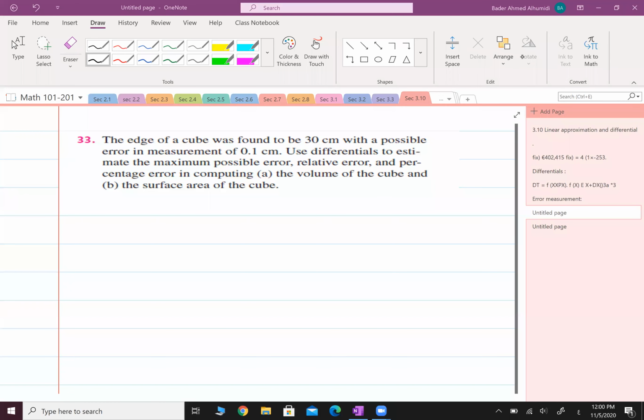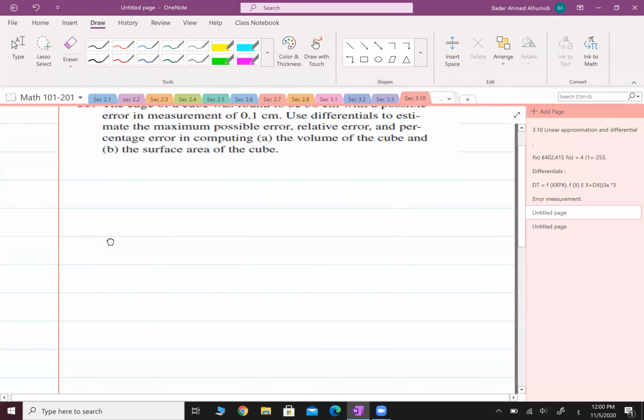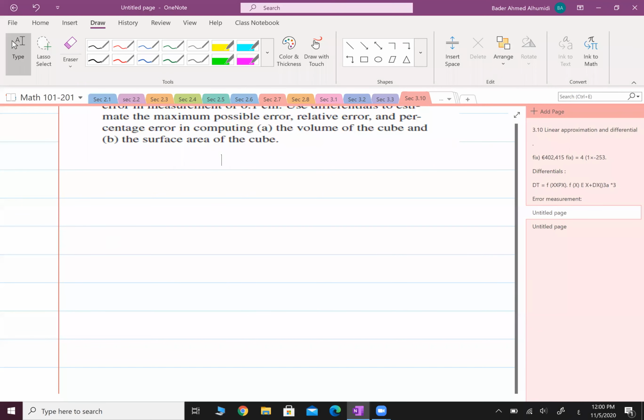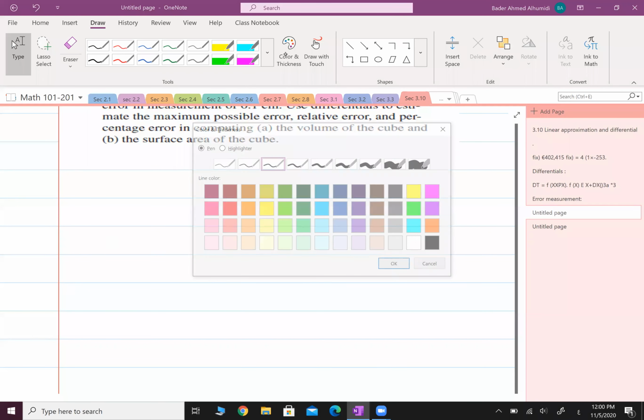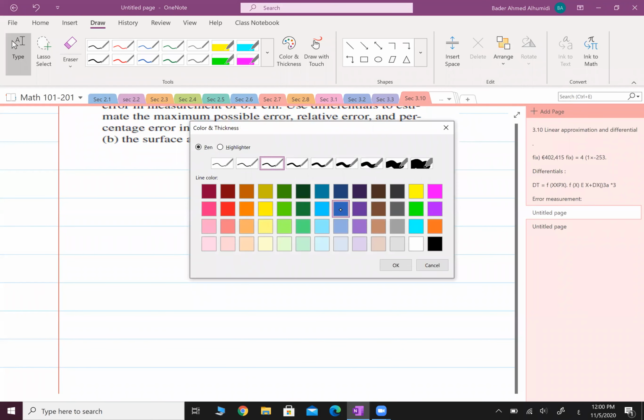So what we did last time, if you remember, we defined what we call differentials, and then we used it to estimate values of functions and also to estimate errors. Let me just remind you quickly of the meaning of differentials and then the types of error we discussed at the end of the class.